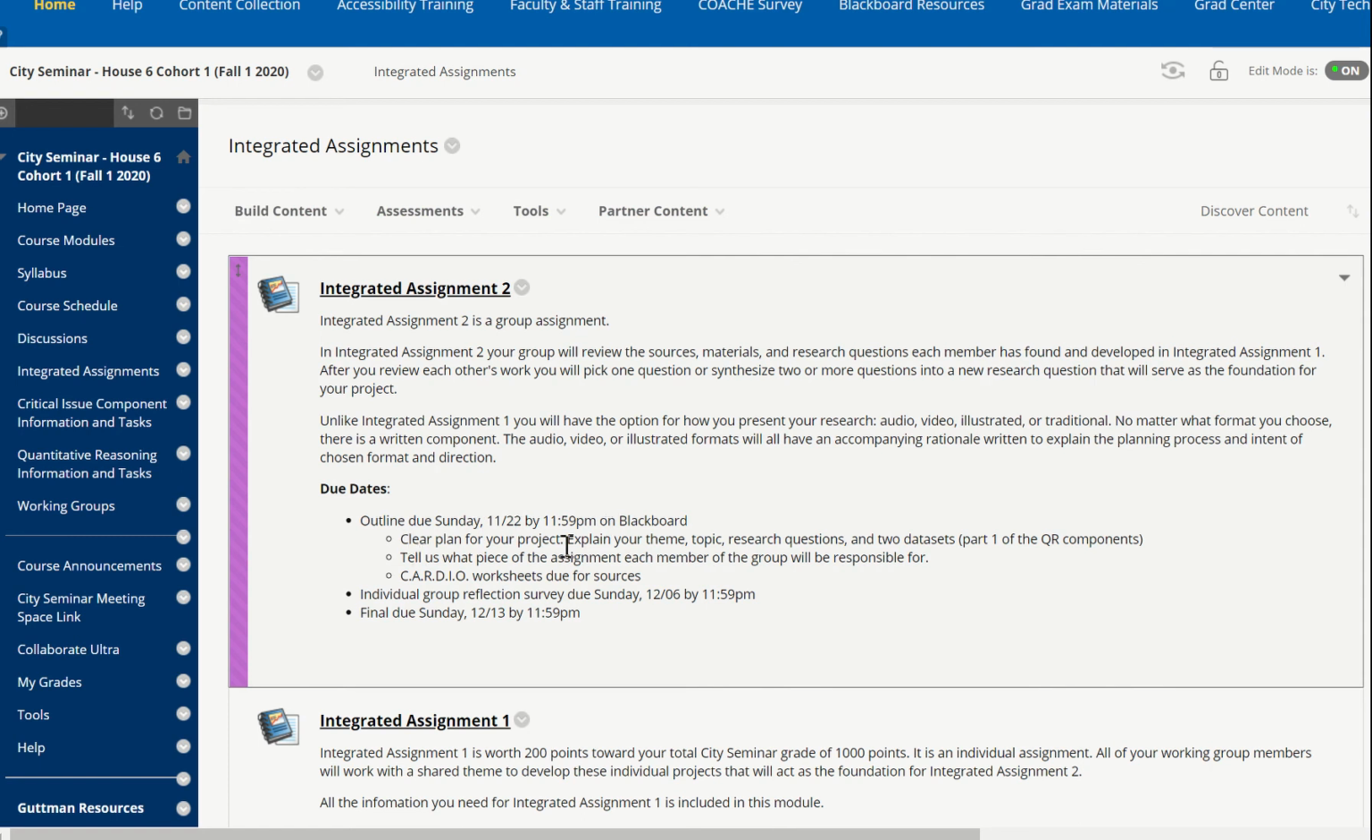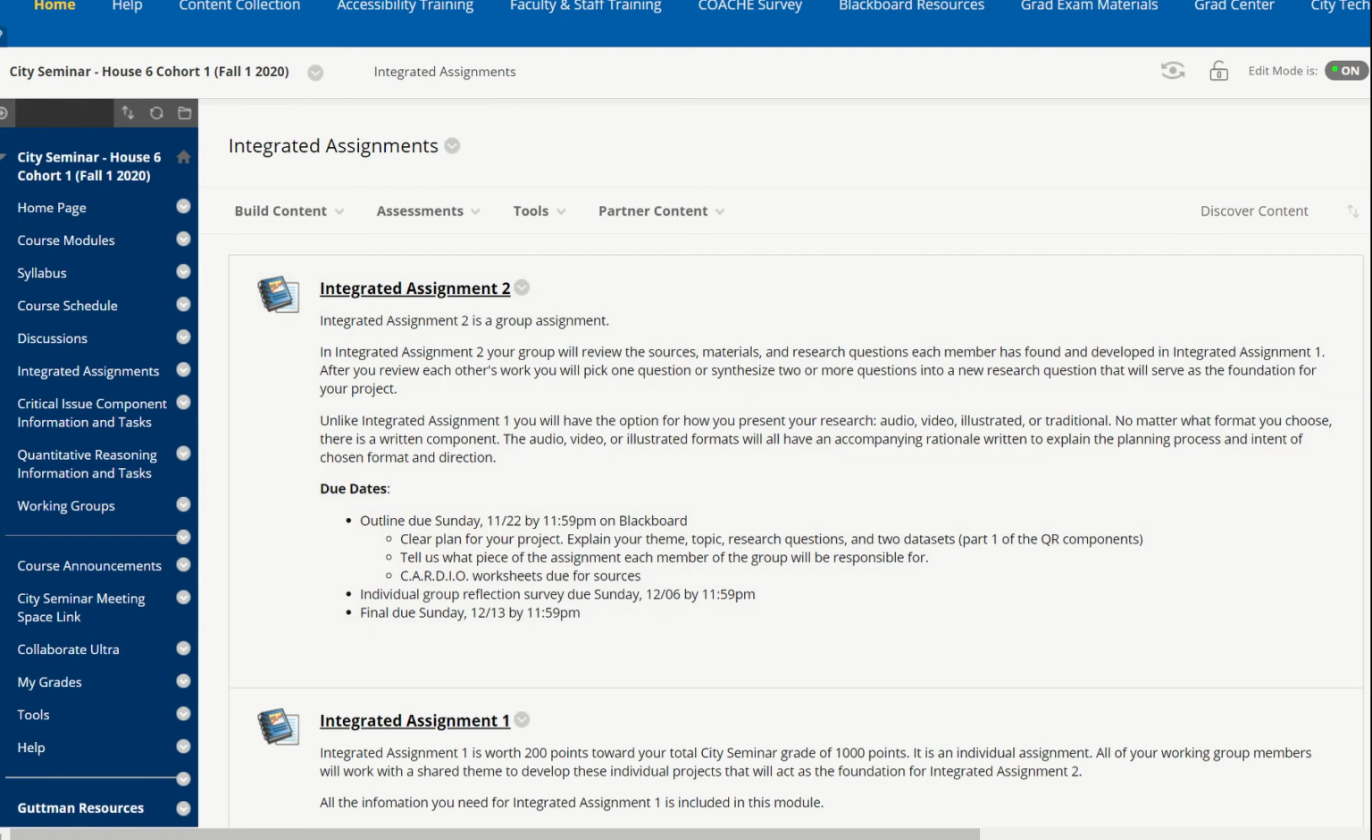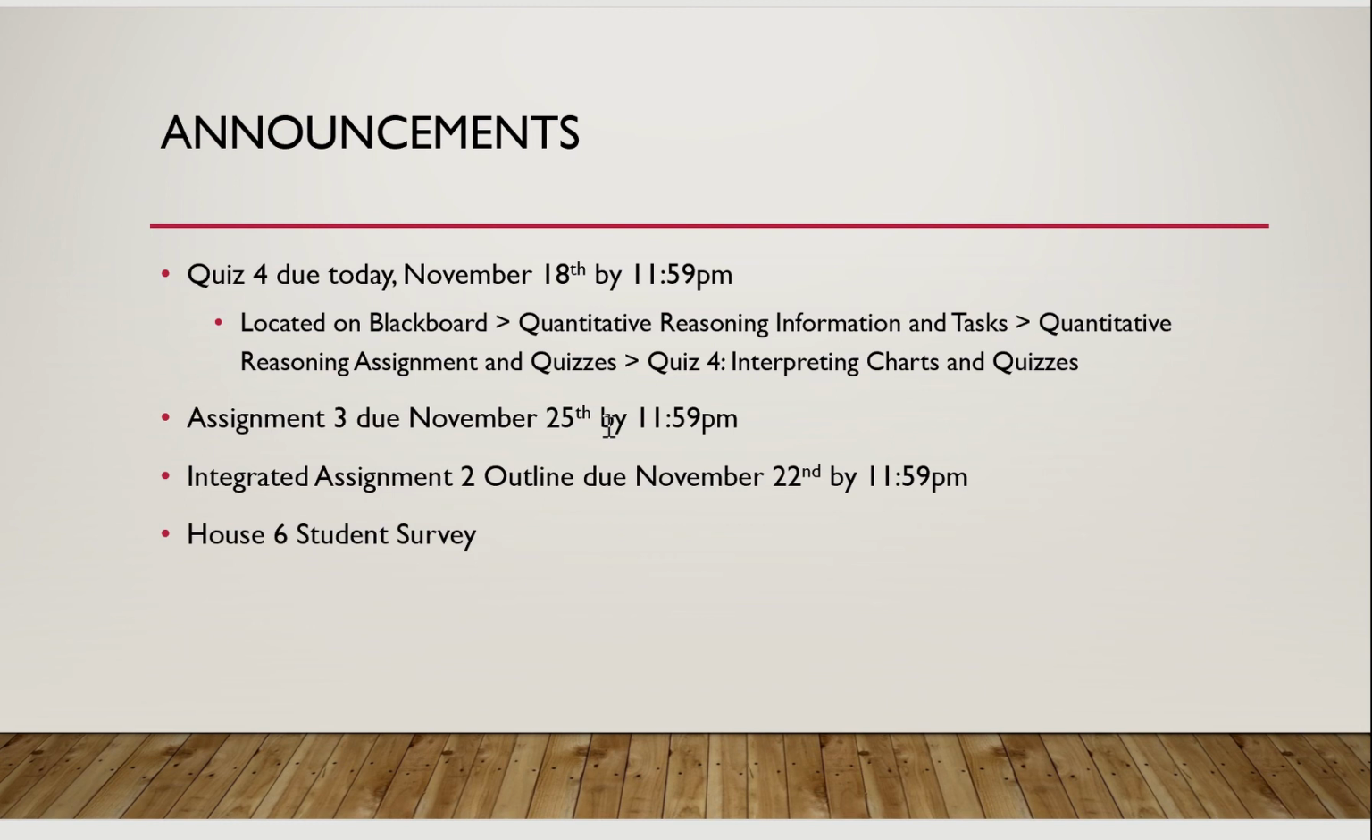You have to give a clear plan of your project, explain your theme, topic, and research questions, and every member does that. And 2 data sets for the QR components. The 2 data sets are very similar to what the assignment we're going to be talking about today is, but make sure you click on the guidelines to get more specific information about that. Last week's video also talks more about that. Tell us what piece of the assignment each member will be responsible for, and the cardio worksheets. So that's all due by Sunday, the end of this week. That was the main reason why I pushed back assignment 3 to November 25th.